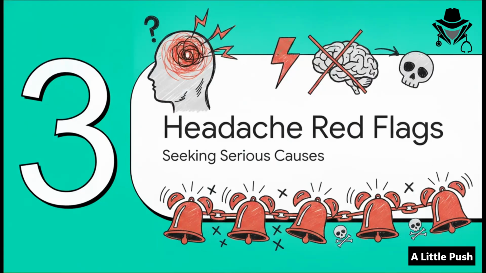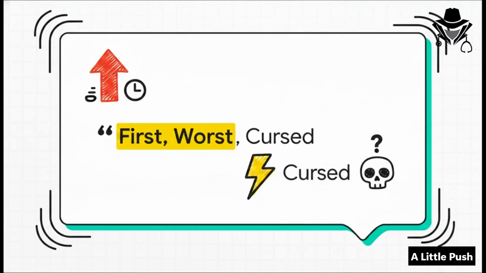Section 3. Headache red flags. Seeking serious causes. While primary headaches like migraines are super common, we've always got to stay vigilant for secondary headaches that hint at a much more serious underlying cause. To make sure you literally never miss a dangerous diagnosis, anchor this catchy sub-mnemonic in your mind right now. First, worst, cursed. Whenever a headache fits one of these categories, your clinical alarm should be ringing loud and clear.